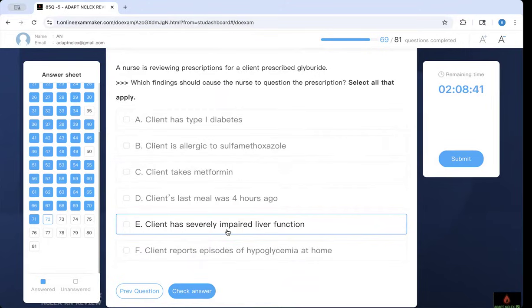Should you do that? Client takes metformin. Client's last meal was 4 hours ago. Client has severely impaired liver function. Client reports an episode of hypoglycemia at home. What do you think? This is a concept. I want you to know if you know anything about glipizide, but it's an anti-diabetic medication. Which one do you think? Put down your answer in the comment. Let me know.